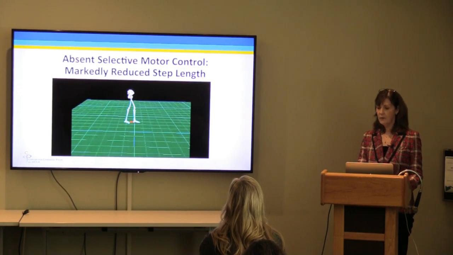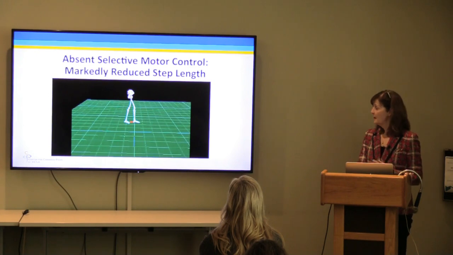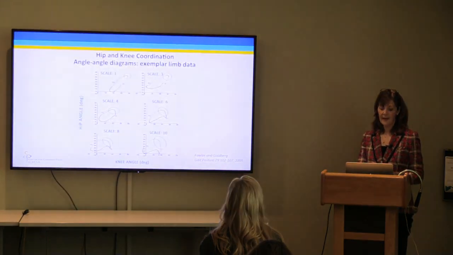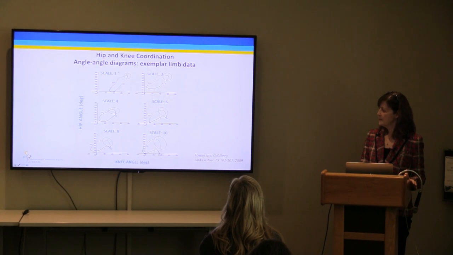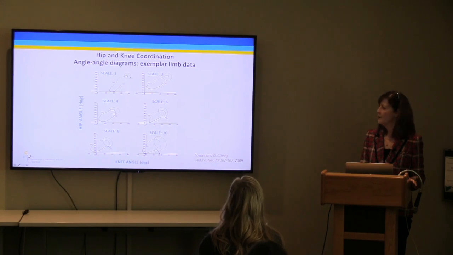We're also interested in how we could measure this coordination between the hip and the knee. Since our area is biomechanics, we came up with a biomechanical way of looking at it. This is a nice way of appreciating it, in that we're going from scale score of 1 to 3 to 4 to 6 to 8 to 10, which is normal. If this is knee flexion and hip flexion, when somebody has very poor motor control, they kind of move together. The hip flexes, the knee flexes, so they go in that kind of diagonal.